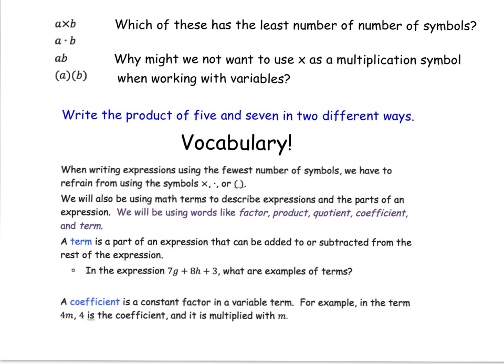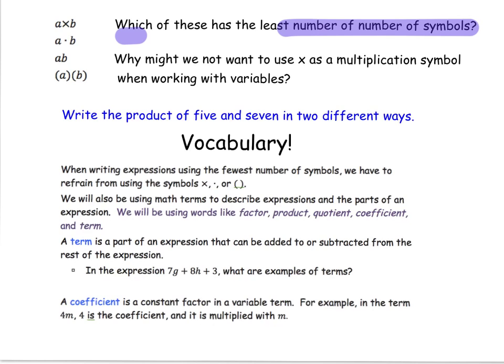There is a lot to take in on this page. So please annotate, take notes, whatever you need to do to remember what I say on the video. So which of these has the least number of symbols? So by symbols, I mean a variable, a number, a multiplication symbol, parentheses.